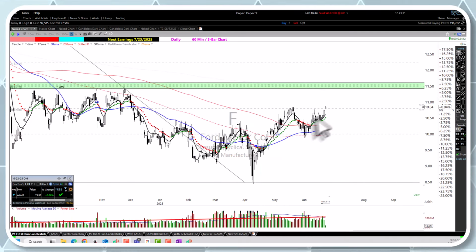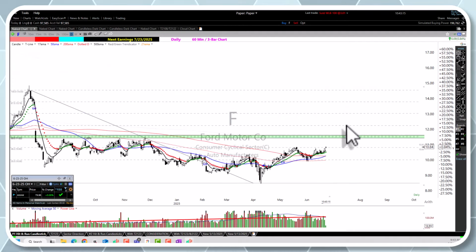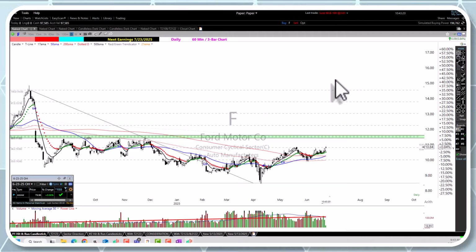So I see Ford going up here to 1150 right now. And then we'll look at the rest later here. Thanks, Byron. Nice chart. Ford moving up.